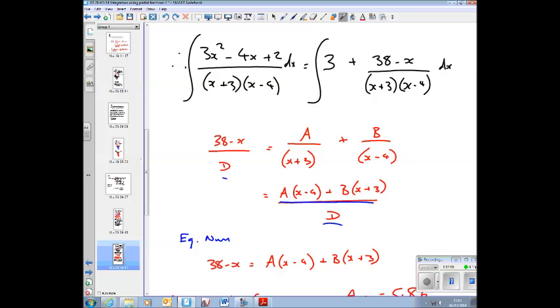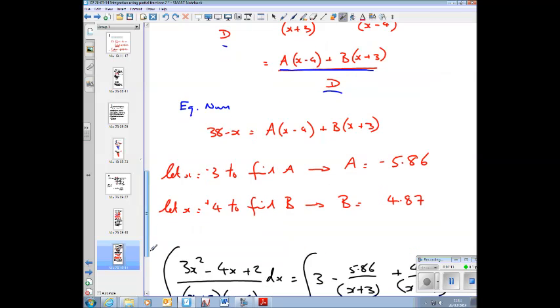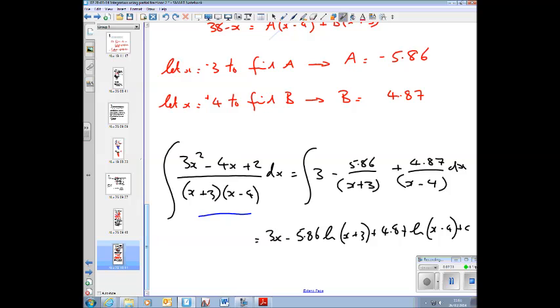So now we can equate numerators. We get this same familiar pattern. If I let x equal minus 3, this term will disappear, so I can find a, and vice versa. If I let x equal 4, this term disappears, so I can find b. And these turn out to be the values. So that means that the original integral can be rewritten as this, and so then we can just do it using the standard integral. So once you're familiar with it, and you've done it a few times, it just becomes routine.